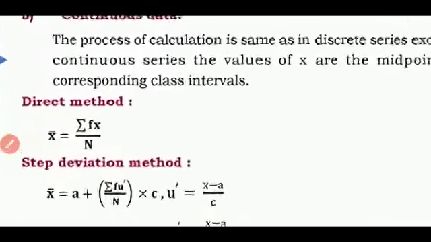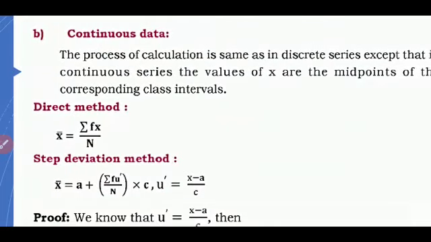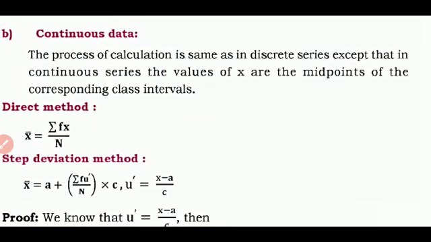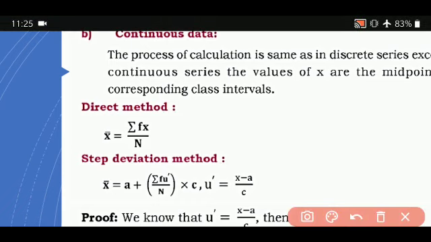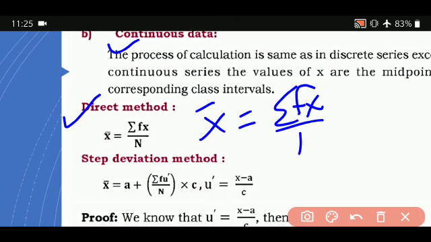Next, for continuous data, the process of calculation is the same as in discrete series, except that in a continuous series the values of x are the midpoints of the corresponding class intervals. Now if you observe, for continuous and discrete the direct method is the same, that is x bar is equal to summation fx divided by N.